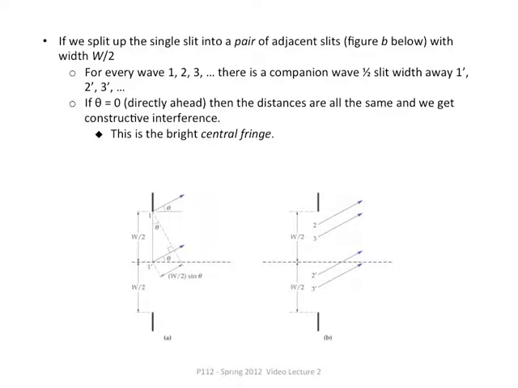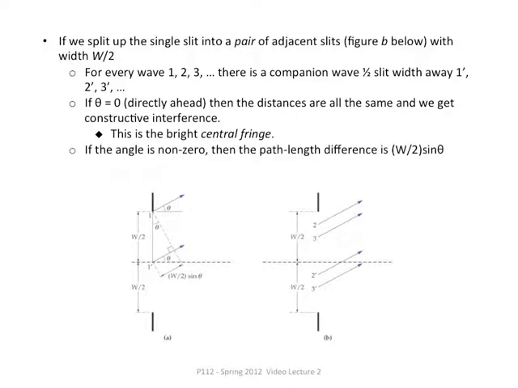So if theta here equals 0, where theta is the change in angle from the direction directly ahead, perpendicular to the slit, and the direction that the wave is bent in, then for wave 1 and 1 prime, the distances to some screen off here to the right are even, as they are with 2 and 2 prime and 3 and 3 prime. So the distances are all the same, and so straight ahead, at an angle of 0, we get constructive interference. We call this a bright central fringe.